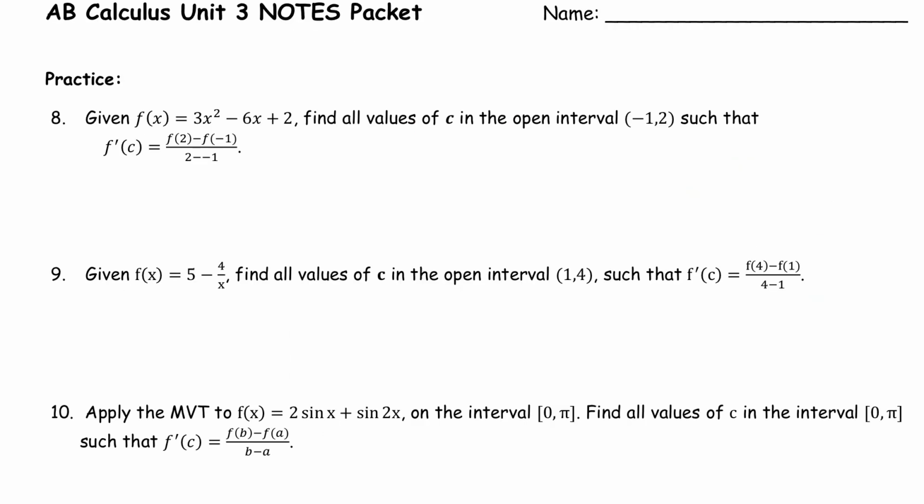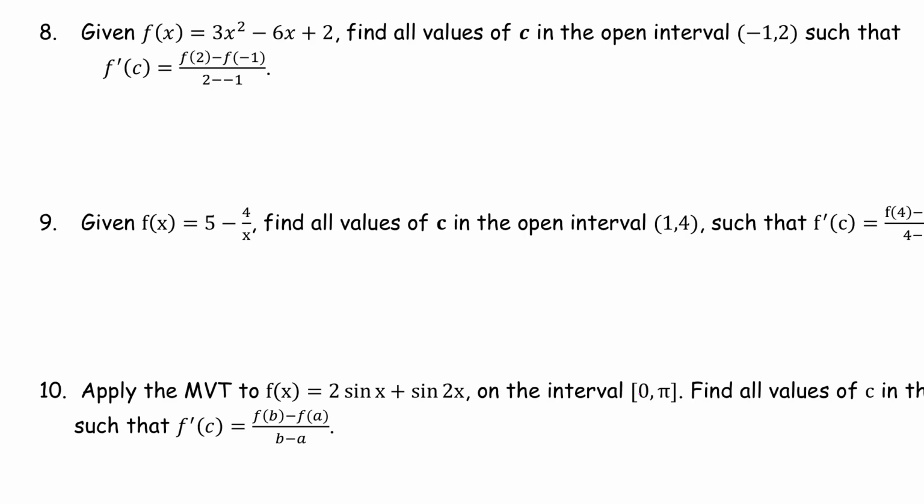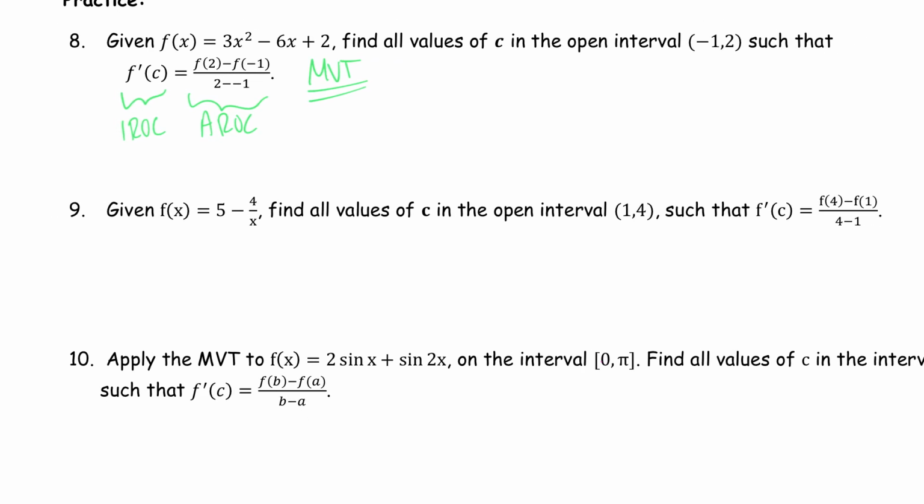All right, let's see some more practice. So number 8, we're given this function, and we want to find all values of c in the open interval such that the derivative at c is equal to this average rate of change. So we've got the instantaneous rate of change equals the average rate of change. And that's what tells us this is a mean value theorem problem. So let's actually prove that we can find some value here.